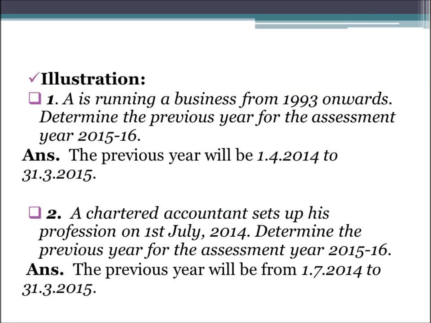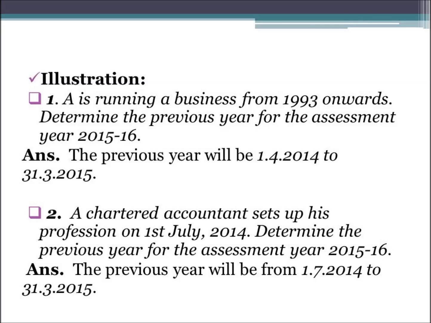Now let us take a few examples and illustrations to make this concept more clear. Number one, the first illustration is: Mr. A is running a business from 1993 onwards. Determine the previous year for the assessment year 2015-16.